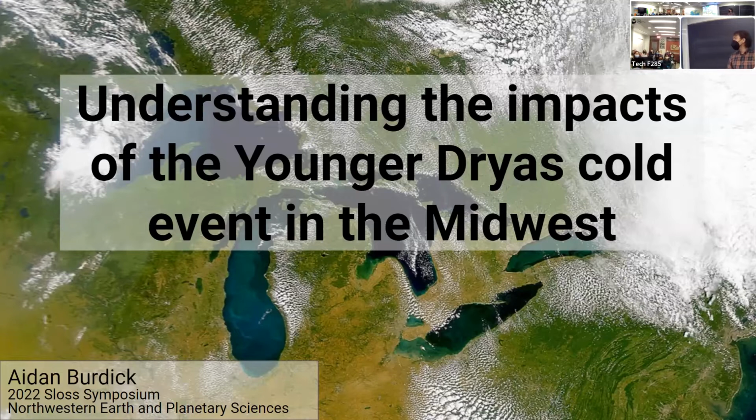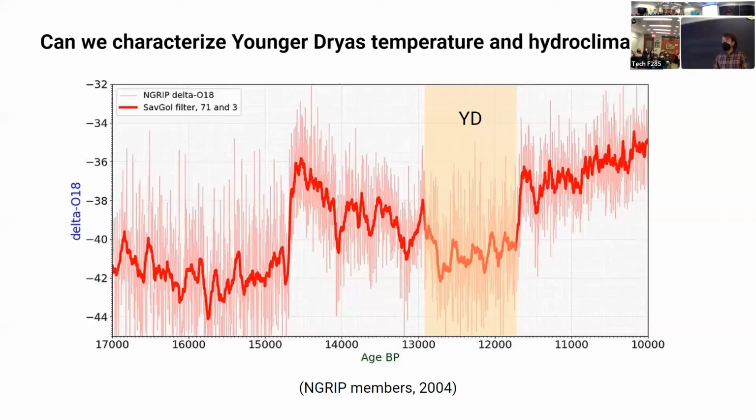And today I'm going to be talking about how we're trying to understand the impacts of the Younger Dryas event on the Midwest. So just to orient you in geologic time and space, the Younger Dryas was a cold reversal that affected the North Atlantic region and has been most readily observed in North Greenland, the North Greenland Ice Project. So it's this negative oxygen isotope anomaly that's associated with cooling temperatures between 12,900 and 11,700 years ago.